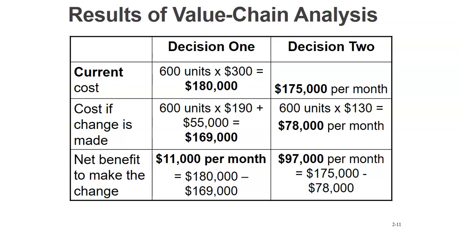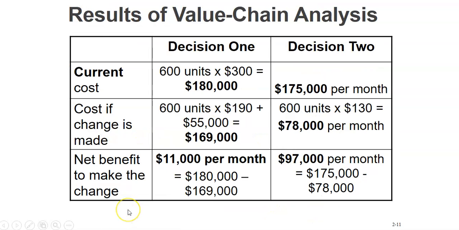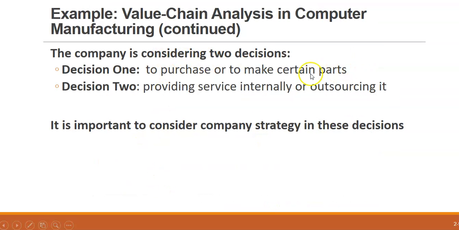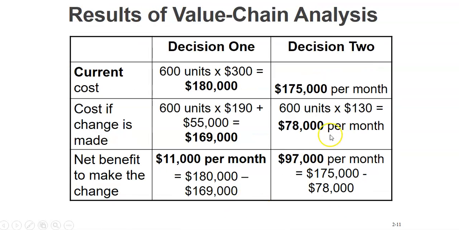We can go back and we can see what decision 1 was versus decision 2. Decision 1, purchase or make parts. Decision 2, provide service internally or outsource it. Outsourcing those services is going to save us $97,000 a month. So if we can only choose one of the decisions to be strategic, the decision that makes the most sense for us is to outsource those customer service needs.